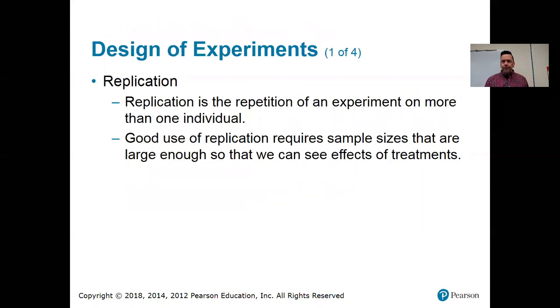All right. Design of experiments. So you have what's called replication. Replication is the repetition of an experiment on more than one individual. Good use of replication requires sample sizes that are large enough so that we can see effects of treatments. Okay? That's replication.